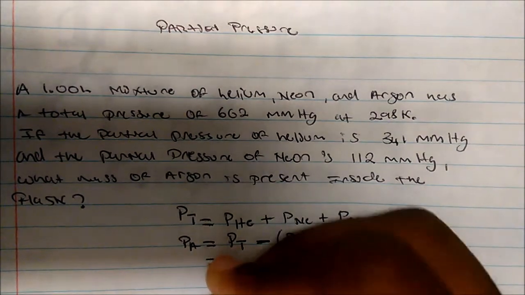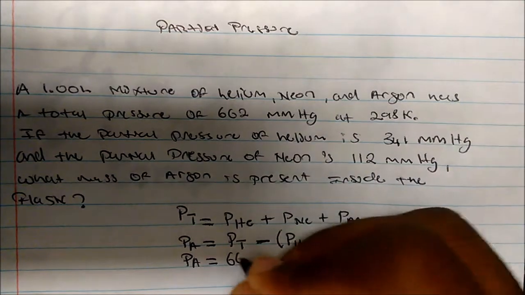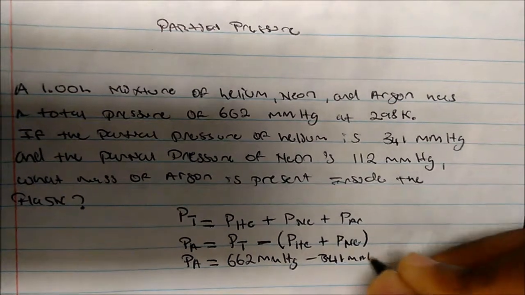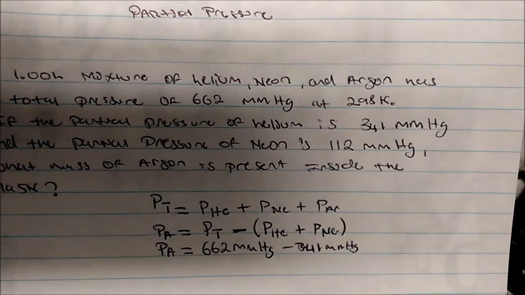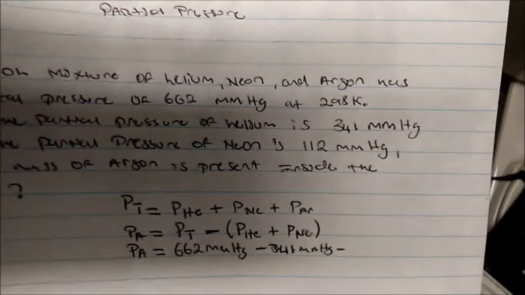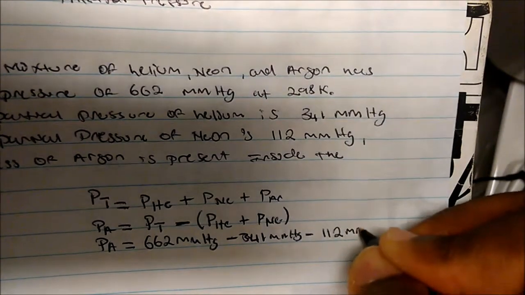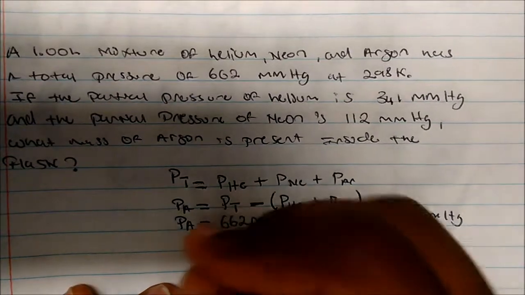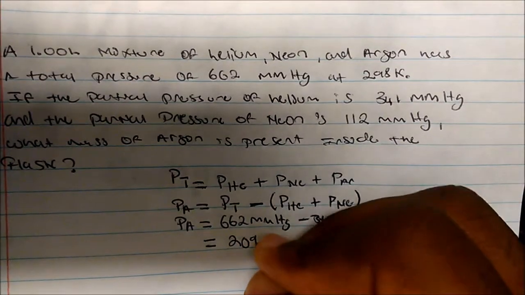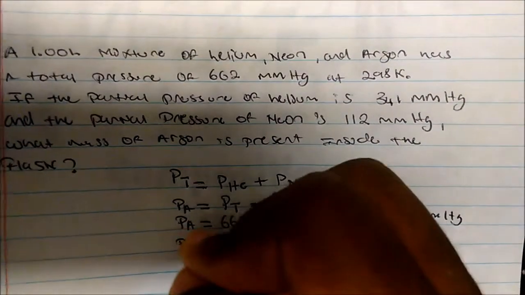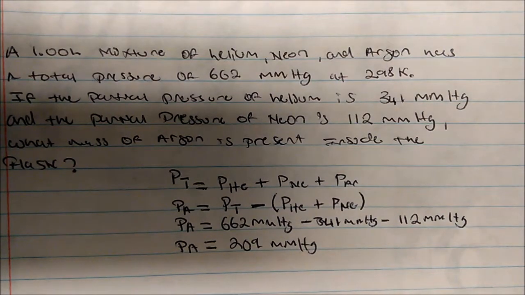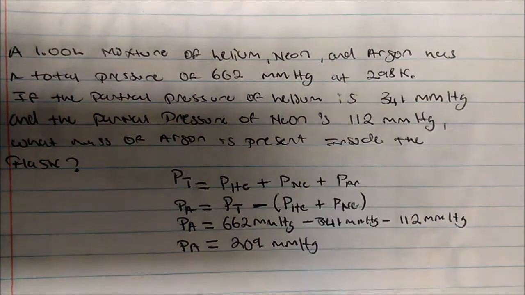And so if that is the case, then we know the pressure of argon is going to be 662 millimeters of mercury minus 341 millimeters of mercury. And remember, negative signs are being distributed here, so this is also being subtracted. So the pressure of neon happens to be 112 millimeters of mercury, okay? So we plug this into our calculator, 662 minus 341 minus 112, that is approximately 209 millimeters of mercury. Okay, so that would be the pressure of argon inside the flask, and it's asking for what mass of argon is present inside the flask.